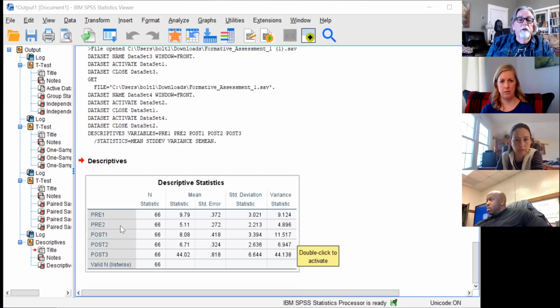And so for the two pretests, you've got the mean, 9.79 and 5.11. You have the standard deviation, which is 3.021 and 2.13.